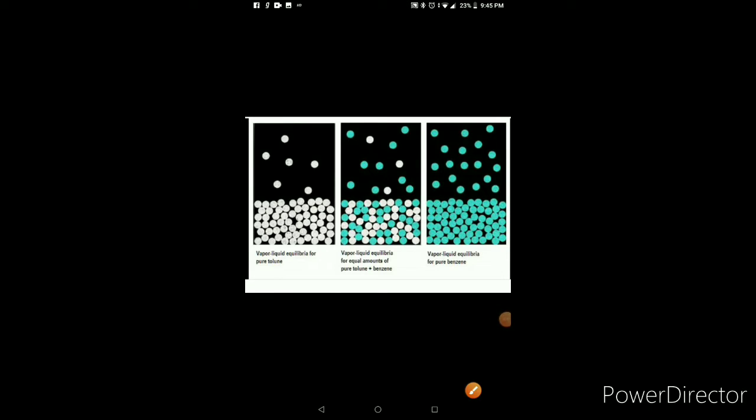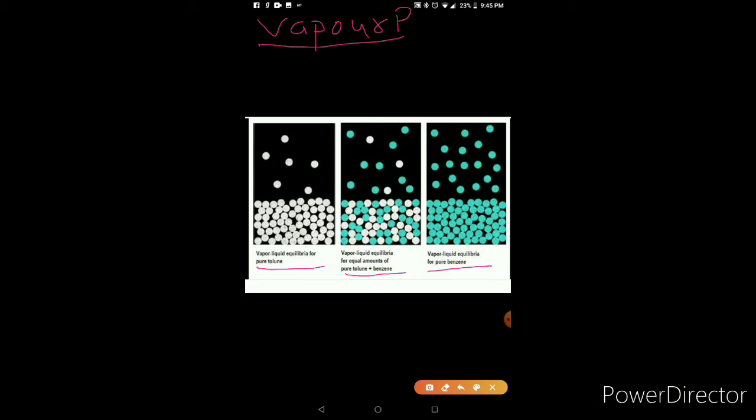My today's topic for discussion is vapor pressure and Raoult's law. Now the question arises, what is the meaning of vapor pressure? To explain that, I have taken three images. Image number one is liquid toluene. Image number two is toluene plus benzene, and image number three is pure benzene.